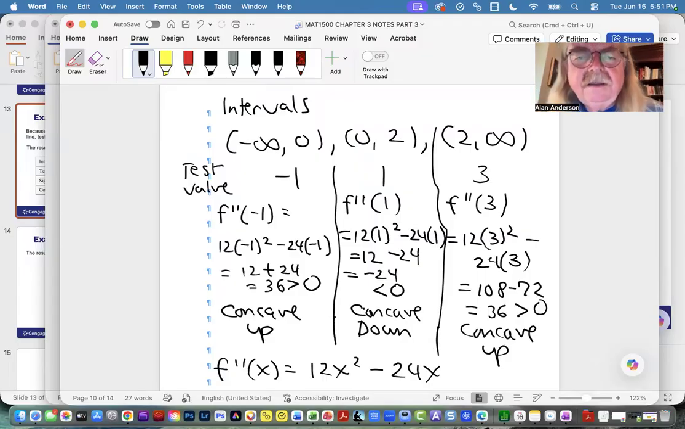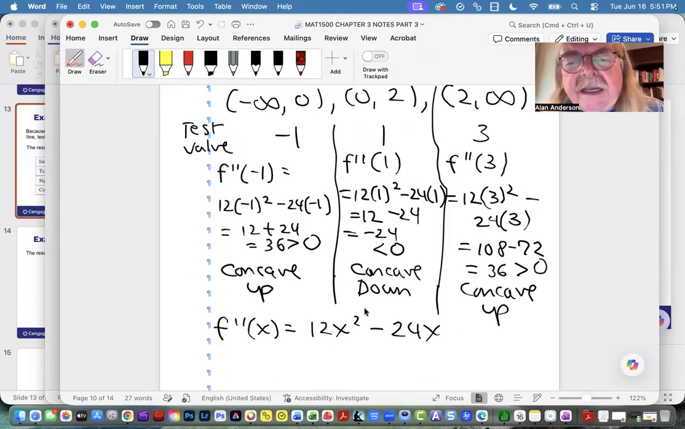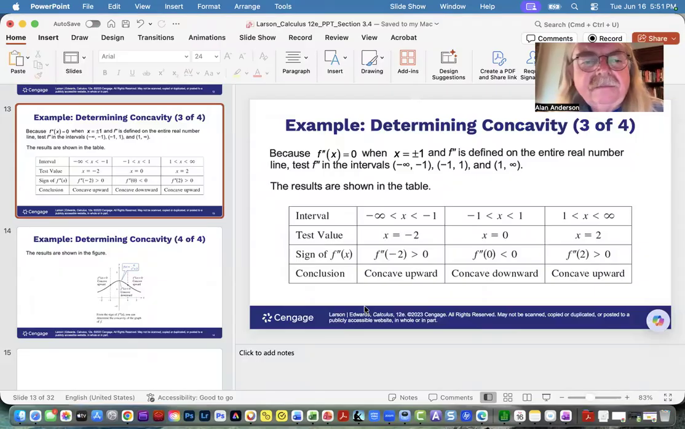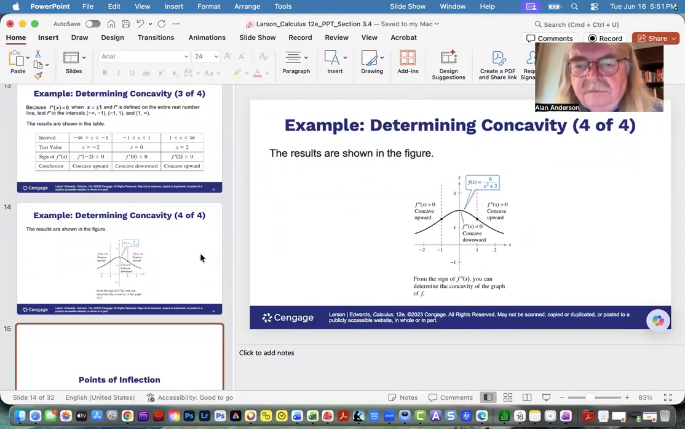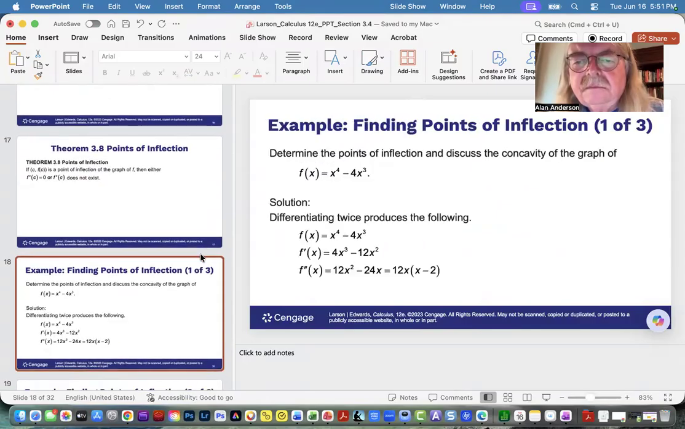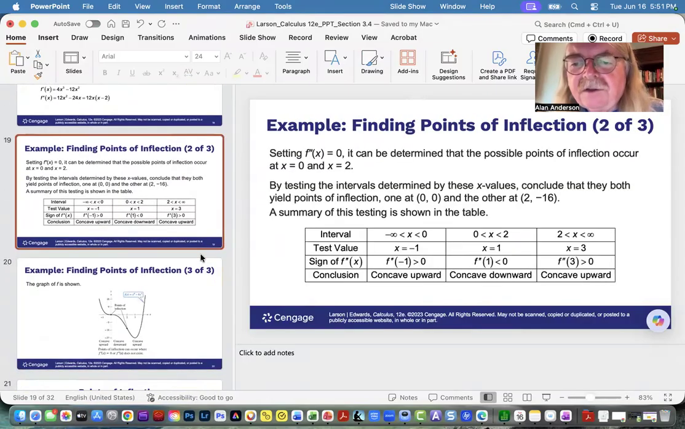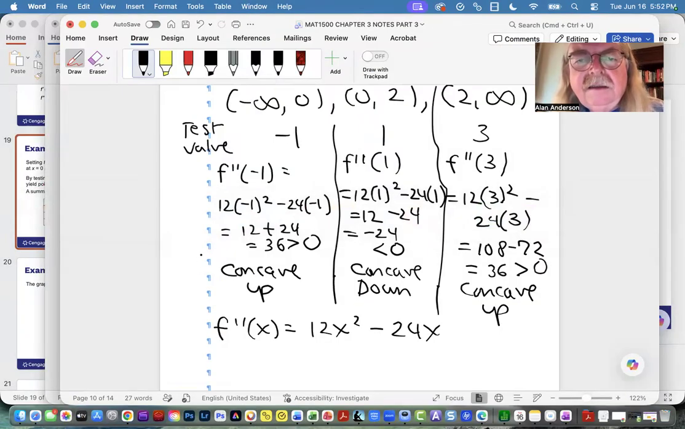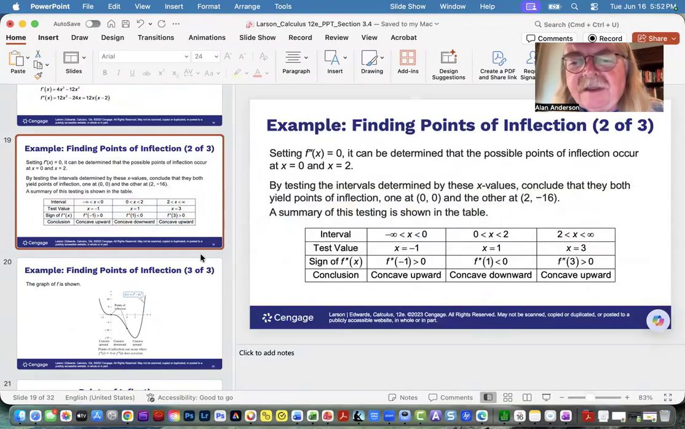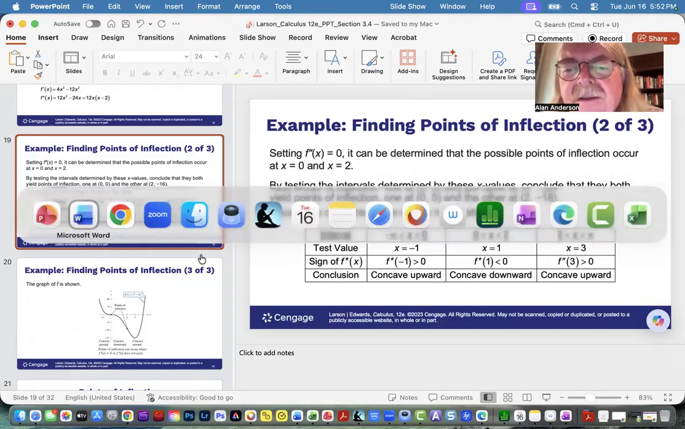Okay, good. So I think that's all they asked us to do. Oh, so here's their chart. In fact, just by lucky coincidence, we picked the same numbers. So there we are. So this is what they're after. Concave up, down, and up. And of course, the 2 points, 0 and 2, are the inflection points.